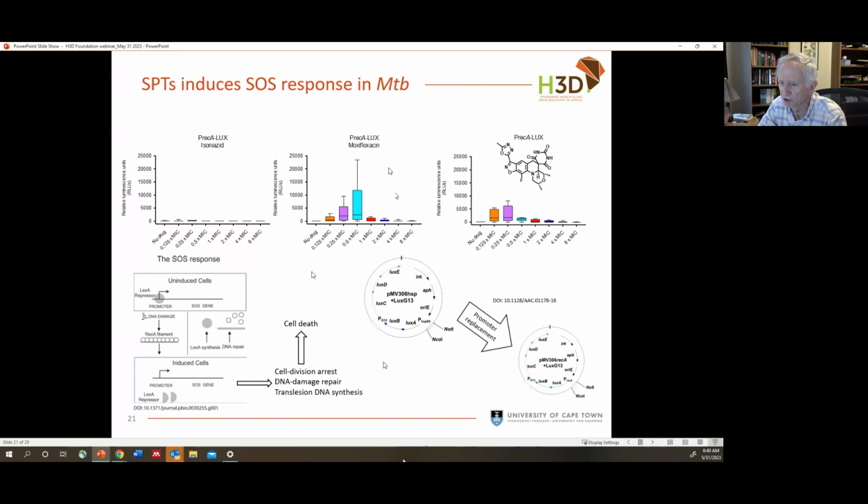The SOS response is a hypersensitive response that bacteria have to DNA damage. They're trying to repair that DNA damage. Sometimes things go off kilter and it actually ends up leading to cell death. So these compounds, like fluoroquinolones, are cidal as a result of this hypersensitive response.